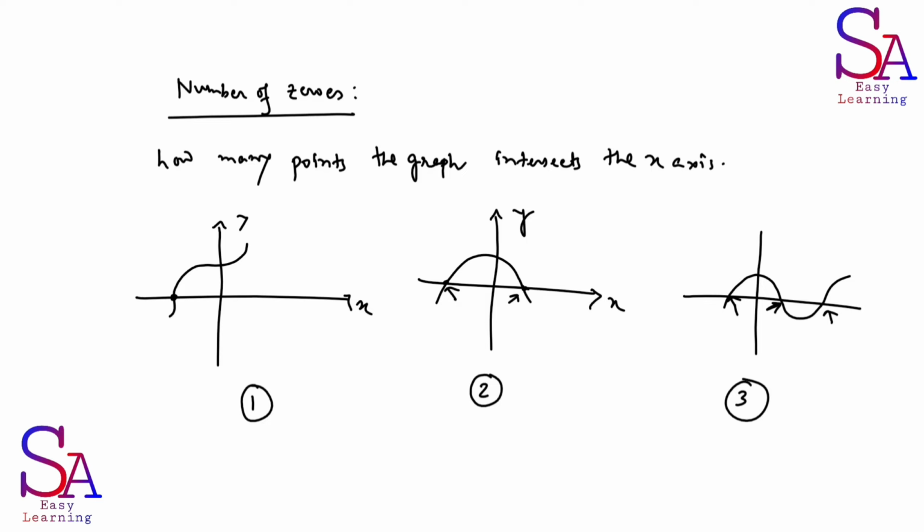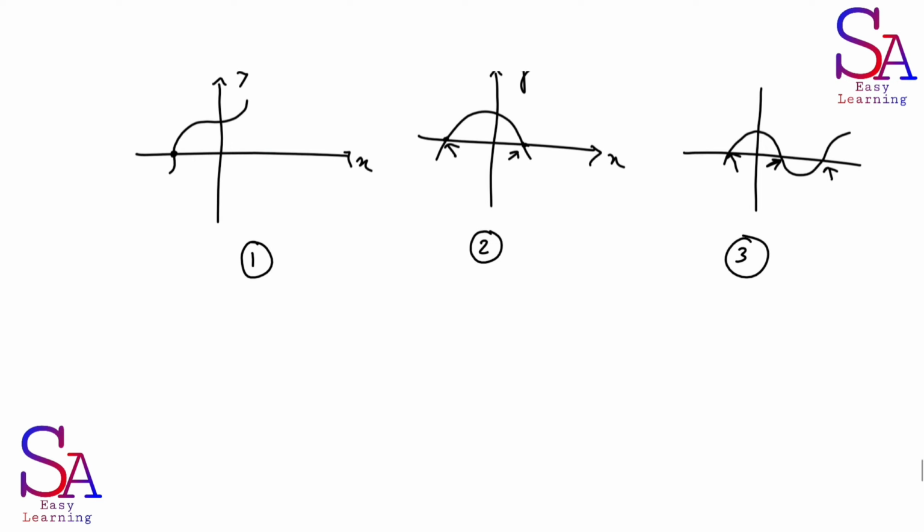Now say this is the x-axis, this is the y-axis. Here the number of zeros is 0, because the graph doesn't intersect the x-axis at any point, right?